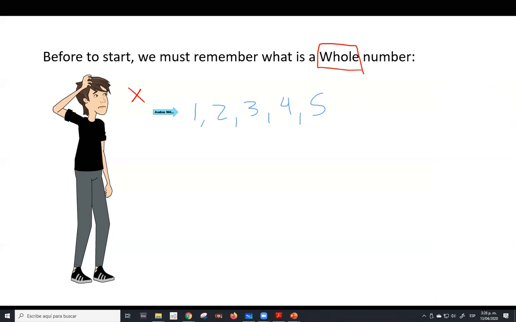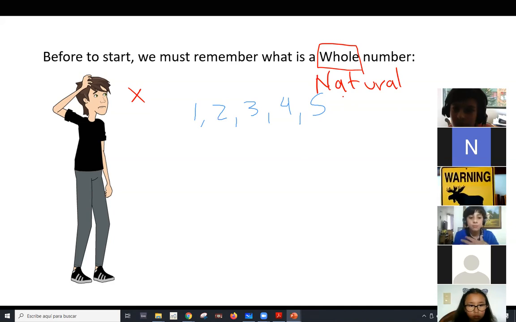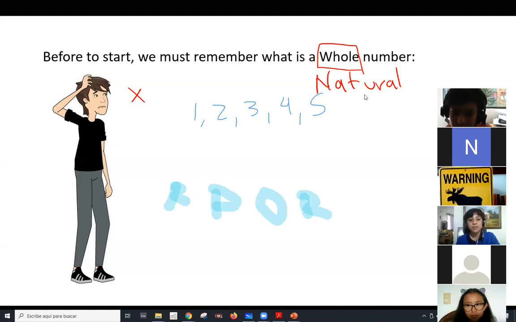No. Okay, I may change it to something that is similar: natural numbers. Do you know what the natural numbers are? It's easy, Mesa. The natural numbers are the numbers that you use to count. Sorry, I am going to mute you. Thank you.